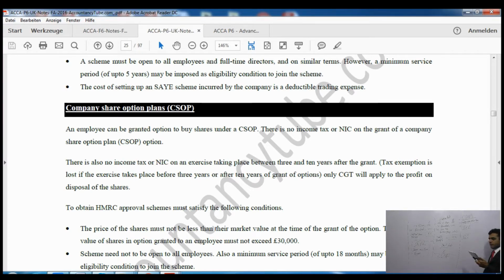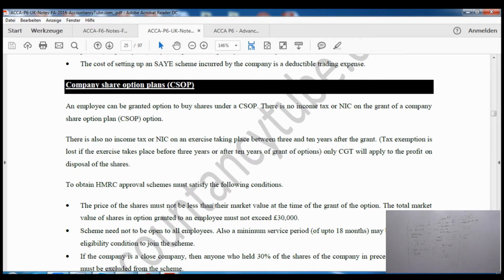So, minimum service period of up to 5 years. It does not mean only 5 years, it means up to 5 years, so you can set 3 years as well. And finally, the cost of setting up the scheme is deductible as a trading expense. When you set up this scheme as a company, there will be some cost involved, and that cost will be deductible as a trading expense, so the profit of the company will be lower and you will have to pay less tax.